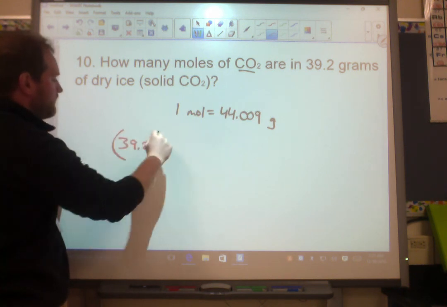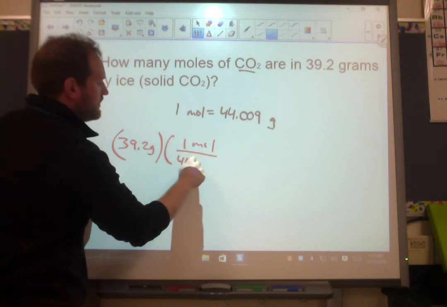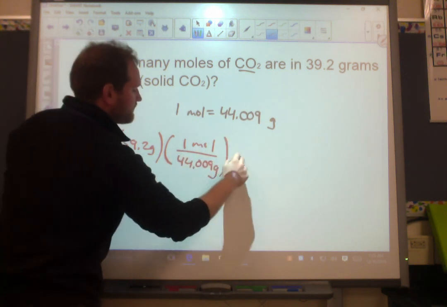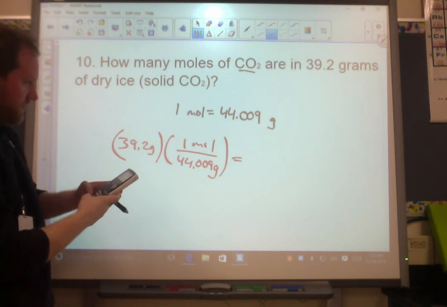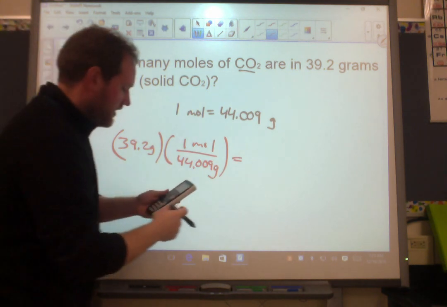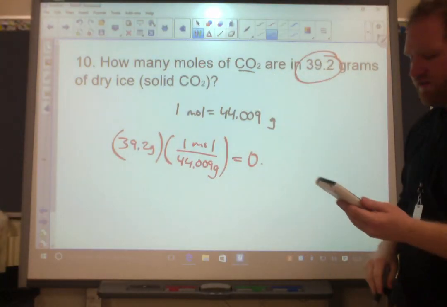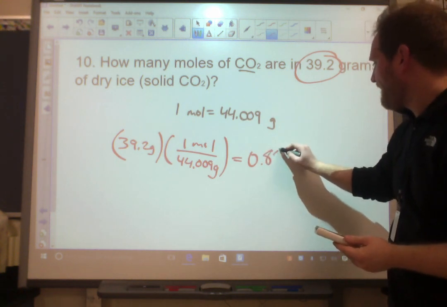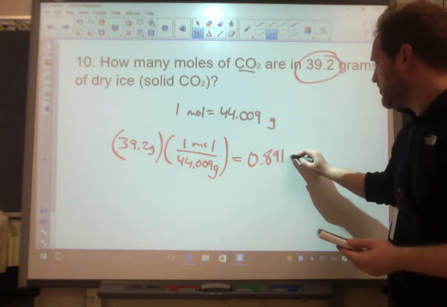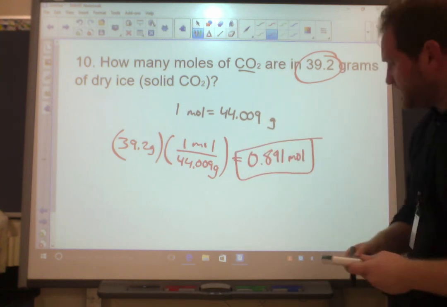39.2 grams times 1 mole over 44.009 grams. 39.2 divided by 44.009, and that equals 0. Let's check our sig figs. 3 sig figs, so I'm going to say 0.891. And my unit, moles. Okay, so that's basically it.